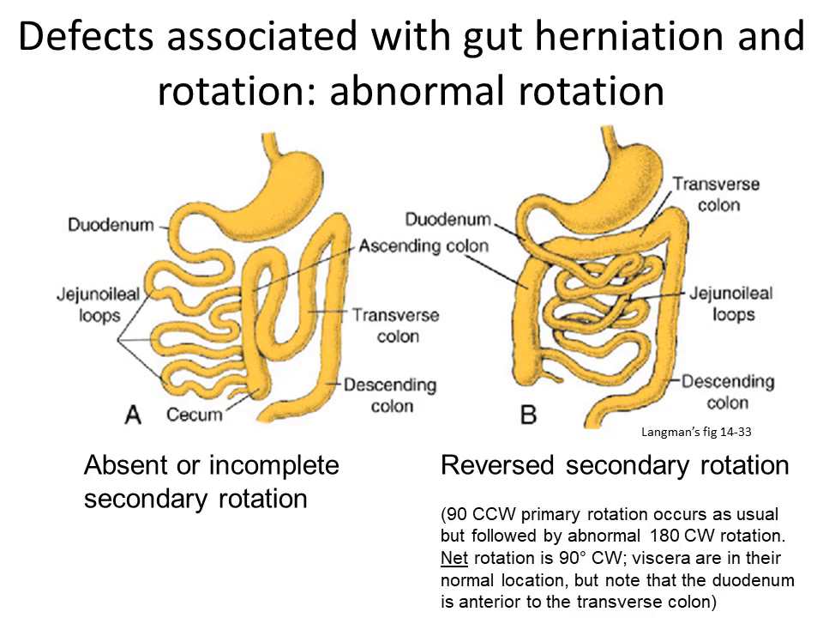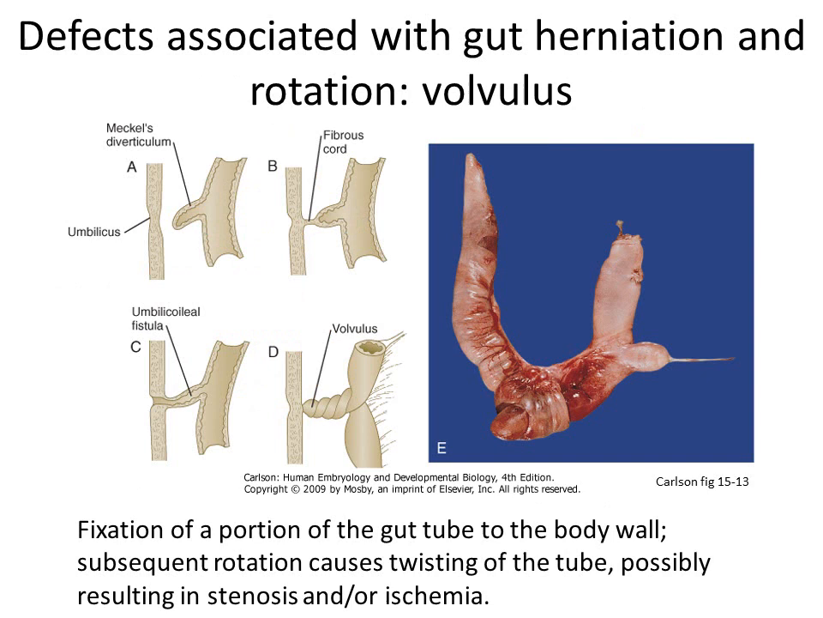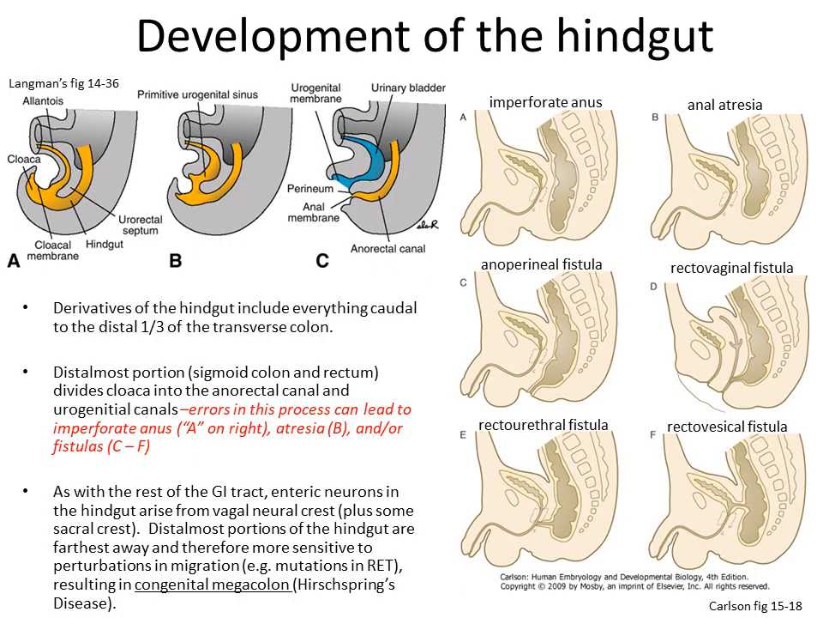Rotation of the duodenum brings the ventral and dorsal pancreas together. Abrasion in this process may result in the annular pancreas. Other defects associated with gut herniation and rotation: we can find volvulus, Meckel diverticulum, fibrous cord, umbilical fistula, and volvulus. This is fixation of a portion of the gut tube to the body wall. Subsequent rotation causes twisting of the tube, possibly resulting in stenosis and ischemia. This is the volvulus.